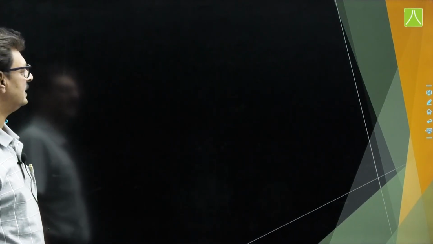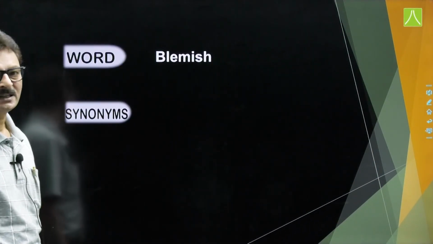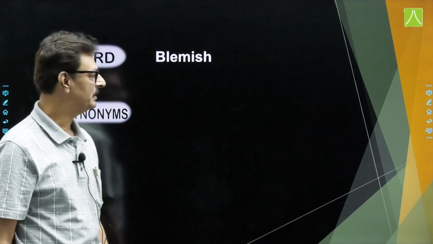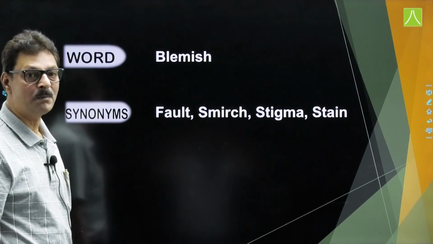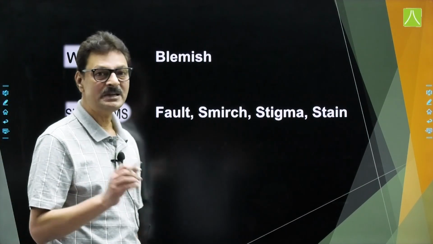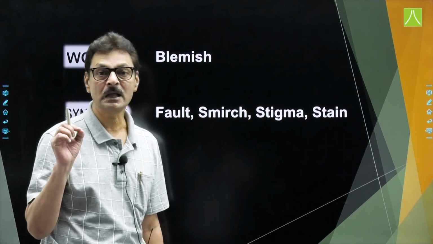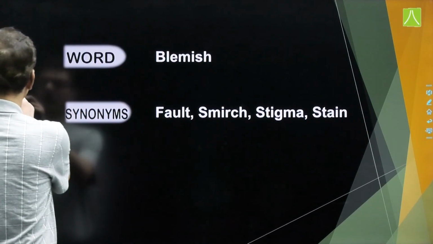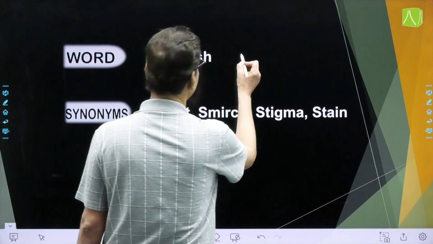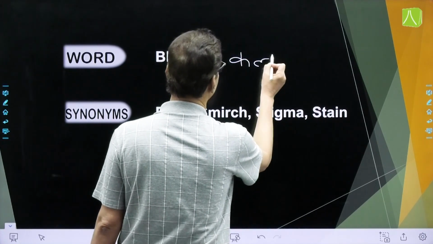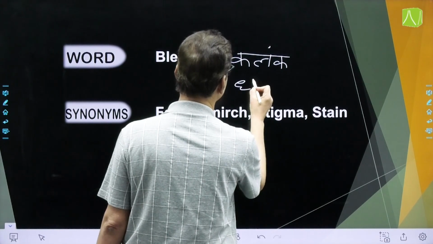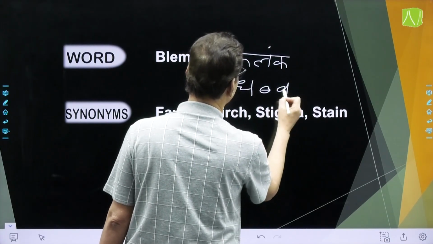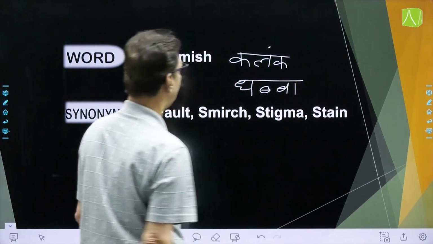The next word in front of you is blemish. What do you mean by this term blemish? Blemish is fault, smirch, stigma, stain. Blemish in Hindi what you call as dhabba, or you can also take it, blemish is kalank or dhabba.